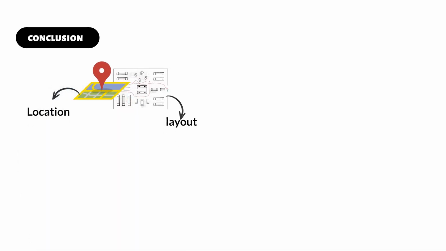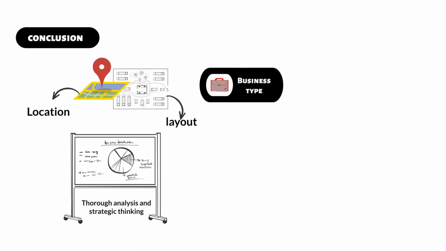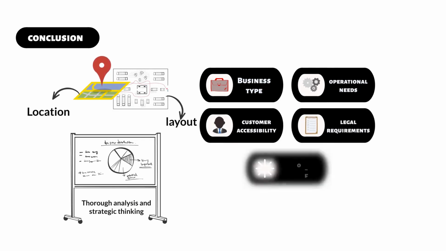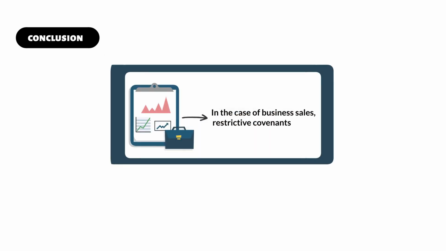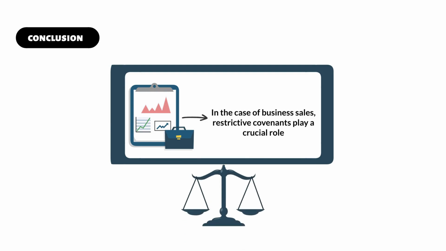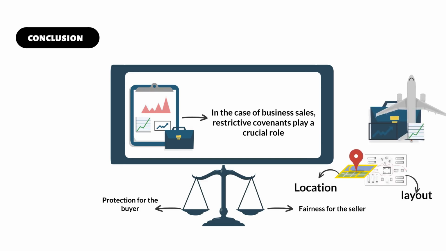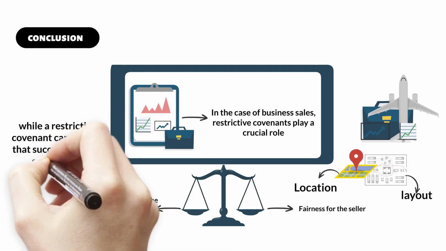In conclusion, the selection of location and layout is a multifaceted decision that requires thorough analysis and strategic thinking. It's essential to weigh the business type, operational needs, customer accessibility, legal requirements, and future growth prospects. In the case of business sales, restrictive covenants play a crucial role, but they must be approached with a balance of protection for the buyer and fairness for the seller, ensuring that the terms are practical and enforceable. Remember, the right location and layout can set the stage for business success, while a restrictive covenant can protect that success once it's established.